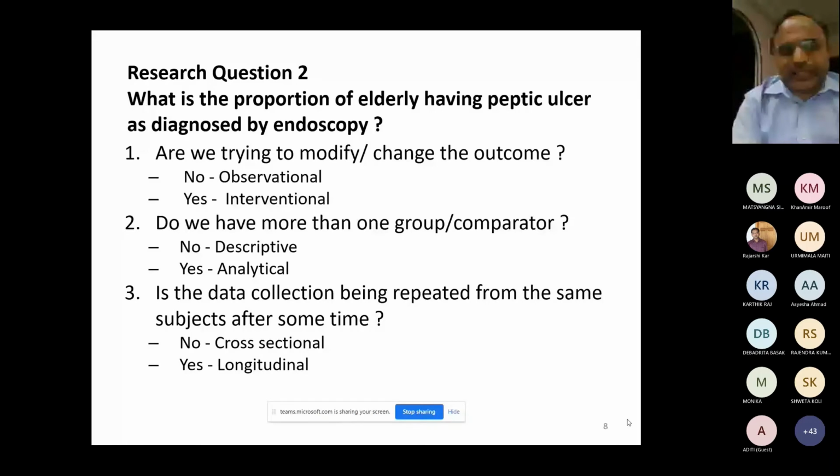This is a descriptive study. There are no two groups here. The group is only one, the elderly population, and the outcome is yes or no. And then, is the data collection being repeated from the same subjects after some time?